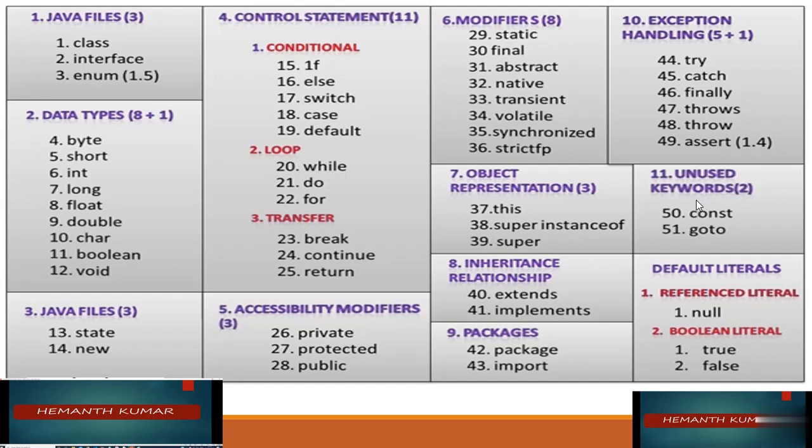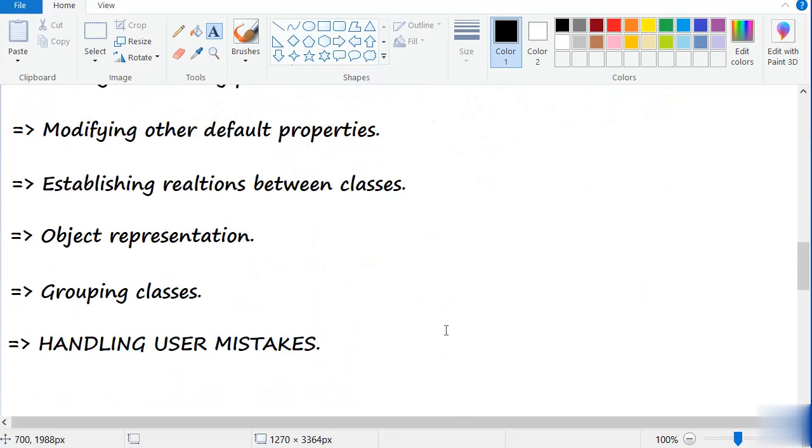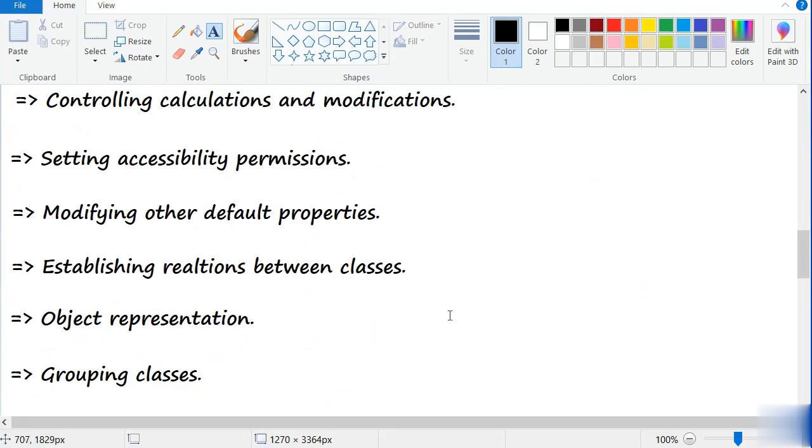And these are the unused keywords. These keywords are defined but they are not implemented. And we have default literals like the reference literal null and the boolean literals true or false. You should not forget about this. These are not keywords, these are only literals. Only the others are the keywords, whatever types we have, all connected to the operations. So this is about Java keywords and its rules. Thank you.